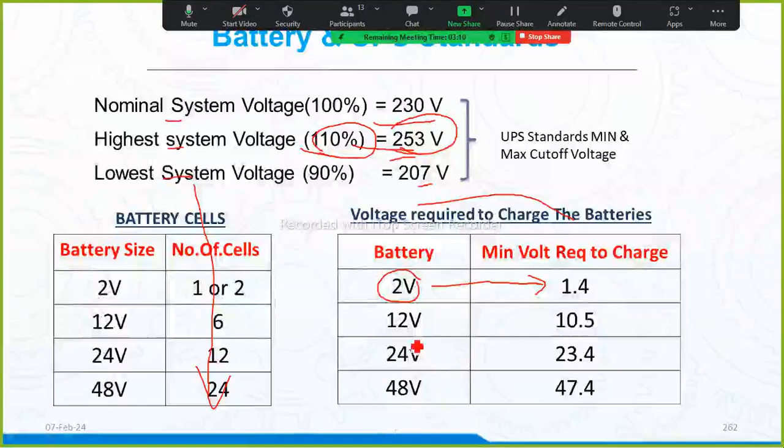And the minimum voltage required to charge the battery: I took a 12 volt battery. For this 12 volt battery, what is the minimum voltage required to charge the battery? 10.5 is the voltage required to charge the battery.